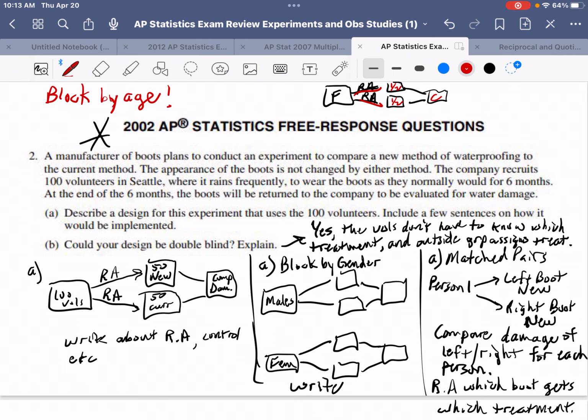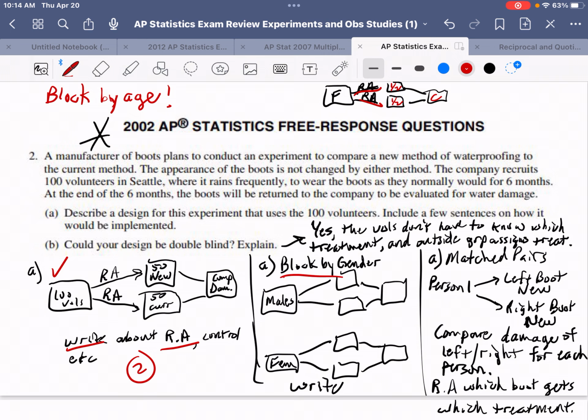So what if somebody wrote this as their answer to Part A? I took my 100 volunteers and I randomly assigned 50 of them to wear boots that got the new treatment and 50 got the current treatment, and compared the damage at the end of 6 months. And they wrote about random assignment. These people only scored a 2 on this problem.